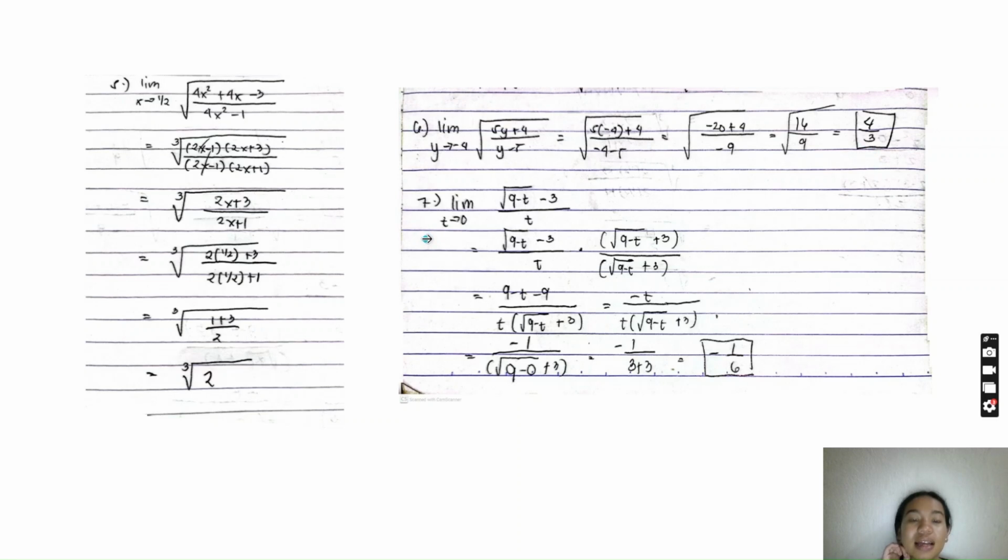Next, our number 7, given the limit of the square root of 9 minus t minus 3 all over t as t approaches 0. So in this case, we will multiply it by its opposite operation. Since it is written as the square root of 9 minus t minus 3, of course we will multiply it by its opposite, the square root of 9 minus t plus 3, for us to cancel the square root symbol here. Then we will simply copy it to the denominator.